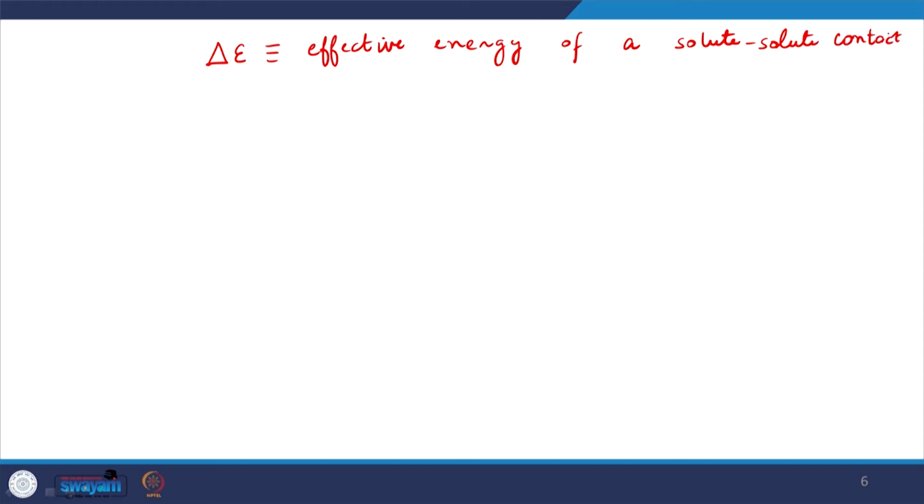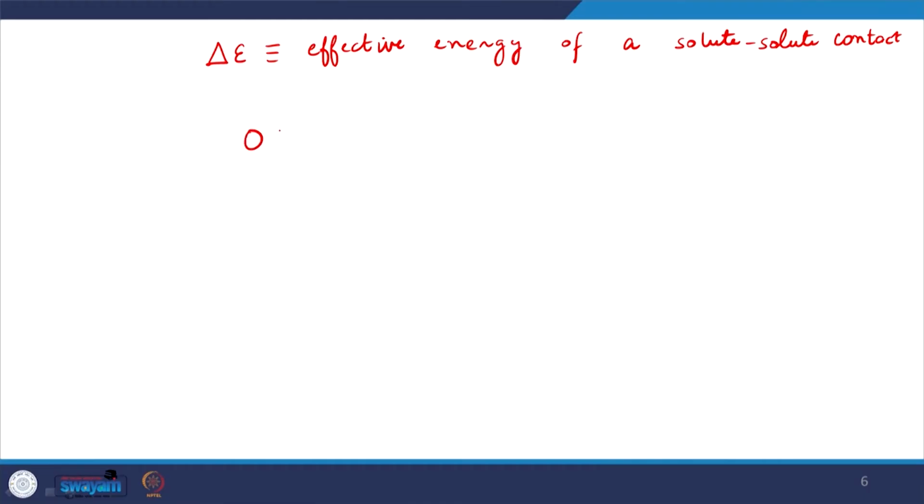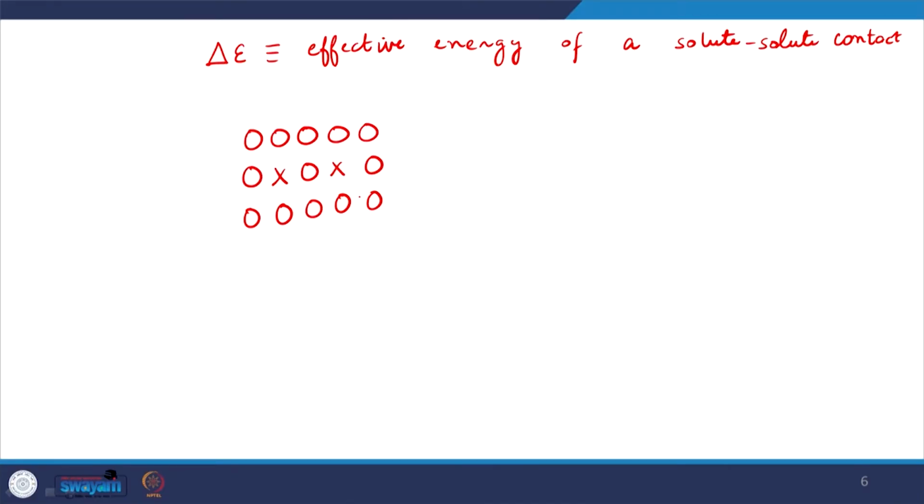And the reason why it is true is, let us say for example, I am looking at a small part of the lattice where we have some solvent molecules and 2 solute molecules, and in this particular configuration there is no solute contact. Now, let us say I want to find the energy change when this solute swaps its position with the adjacent solvent molecule, so that the 2 solute molecules come together.